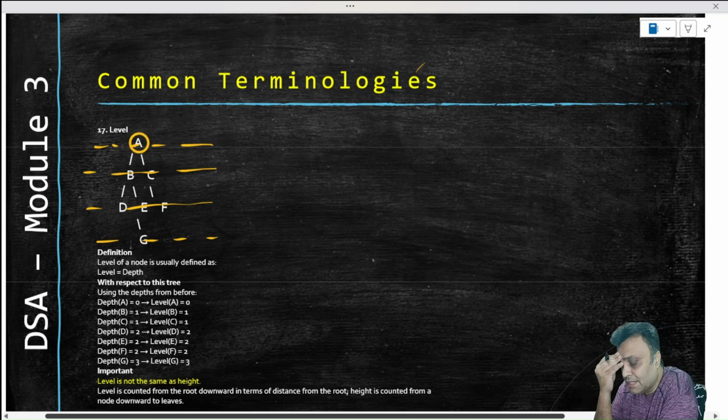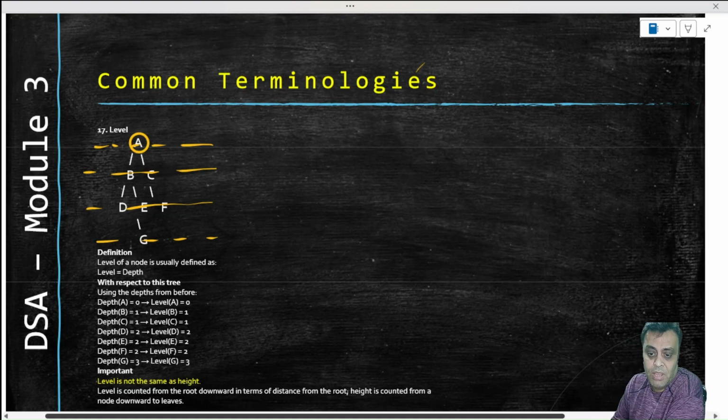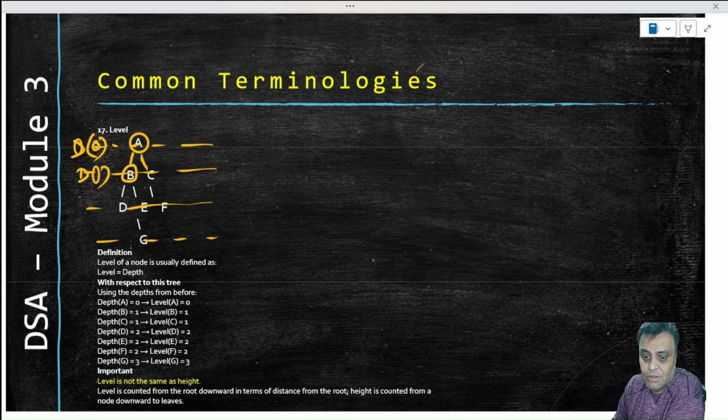Depth is, as I said, you look up and see how many edges you have to go to the surface. From A, which is already at the surface, my depth is 0. From B, if I look up, how many edges to go to the surface? Surface is at A, so 1 edge. From C also 1 edge, so my depth here is 1, right? Similarly here the depth will be 2, here the depth will be 3, right?